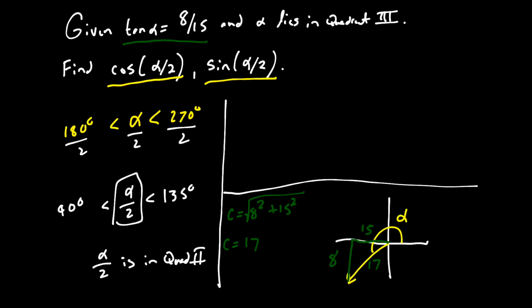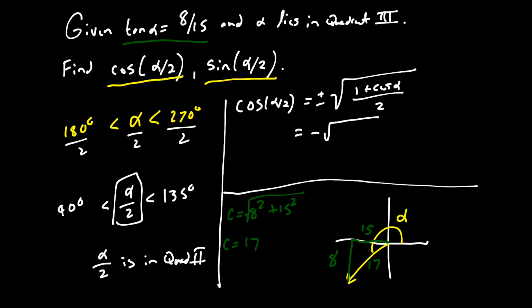So we have all the information that we need to go ahead and evaluate cosine of alpha divided by 2 and sine of alpha divided by 2. Let's start with our cosine first. We'll have cosine of alpha divided by 2 is going to be equal to plus or minus the square root of 1 plus cosine of alpha, divided by 2. And now, since alpha divided by 2 is in the second quadrant, and the only trig function that's positive in the second quadrant is sine, we want to choose the negative version. So this is going to be a negative square root of 1 plus cosine of alpha, divided by 2.